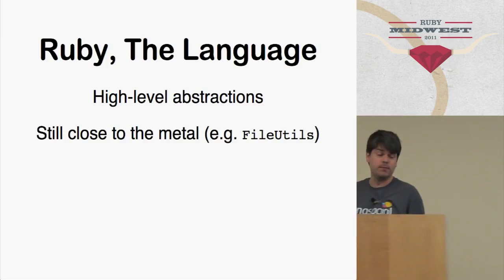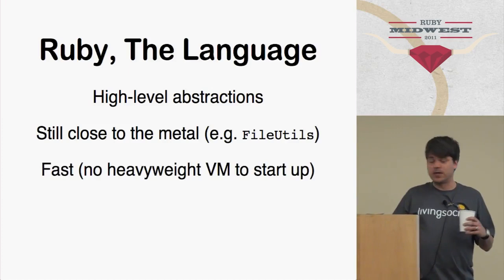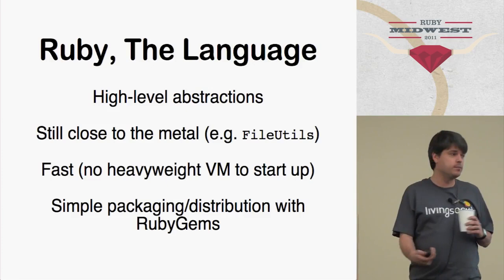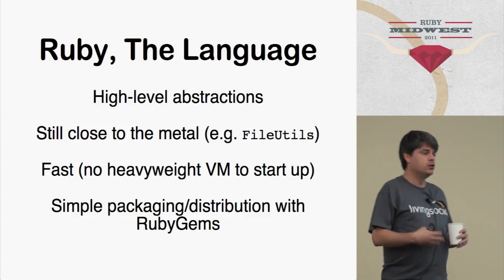You're so close to the metal, right? You can run all these system commands, and I mentioned that yesterday. I think we made the case it's fast to start up, certainly faster than running a Java program or something like that. And RubyGems is really painfully easy to set up, even for internal distribution, to package your gems and get them distributed. So you don't have to be checking out from version control or anything like that.